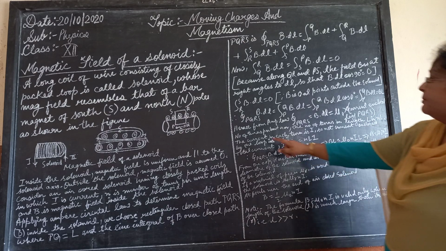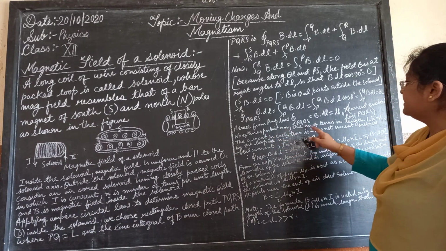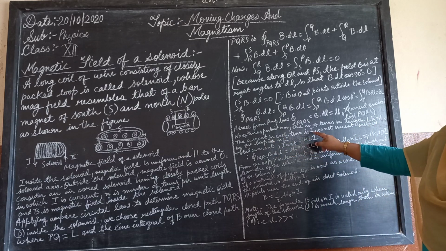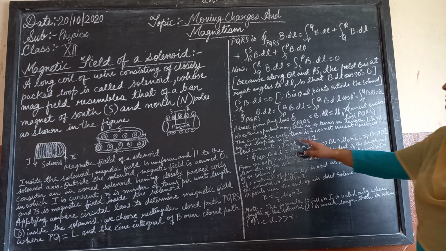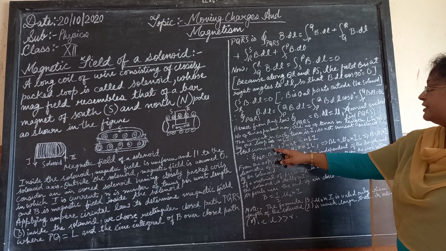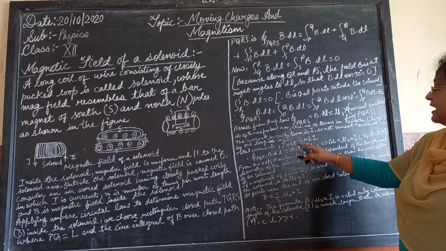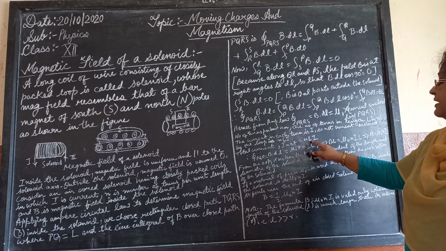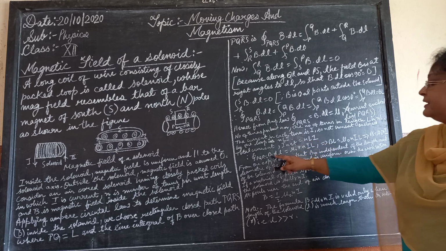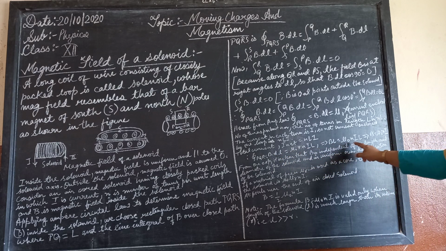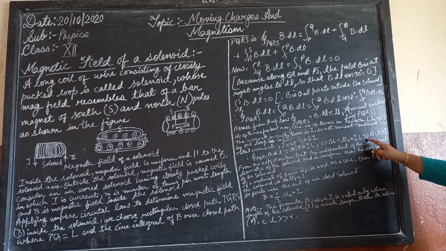Now the number of turns per unit length will be n, and the number of turns in length L will be nL. The current in each turn will be equal to I, so the current enclosed by the loop will be nLI. So ∮ B·dl over PQRS will be mu 0 nLI, so BL equals mu 0 nLI.